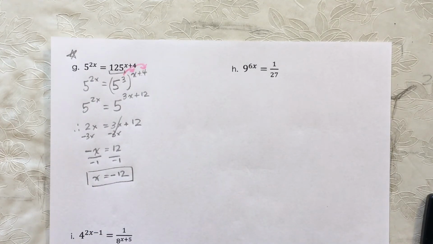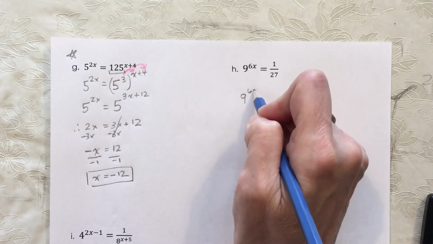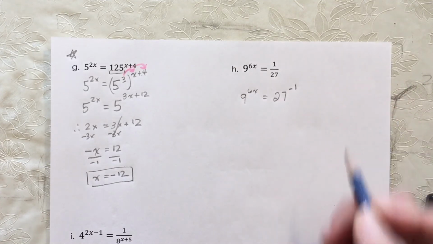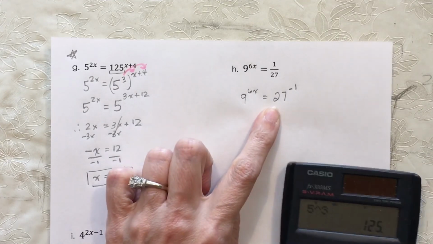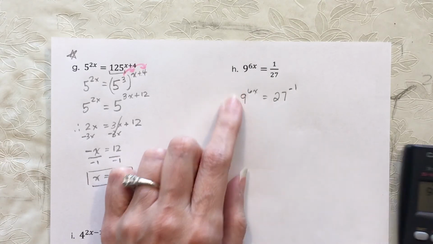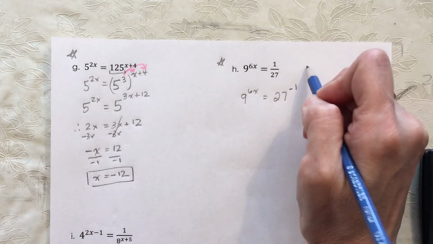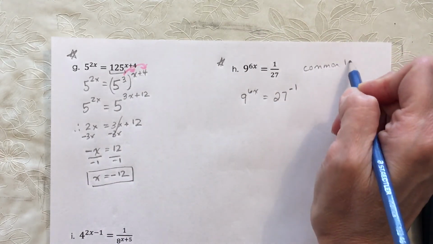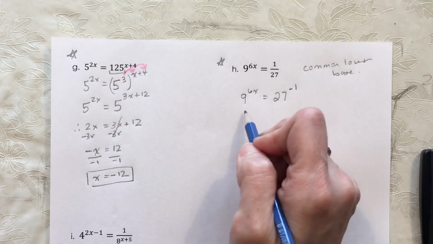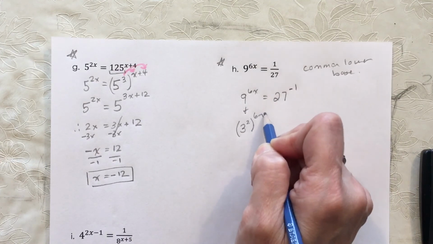All right, H, 9 to the 6x equals 1 over 27. So first off, I would rewrite 1 over 27 as 27 to the -1. It would be nice if I could get a base of 9, but 9 squared is already 81, which is bigger than 27. So there has to be a common lower base. And that common lower base is going to be 3.